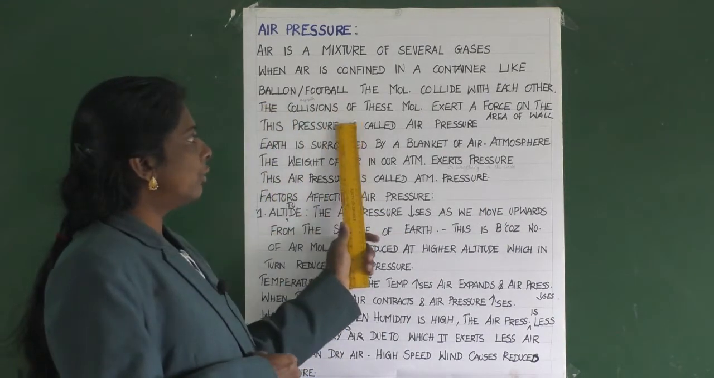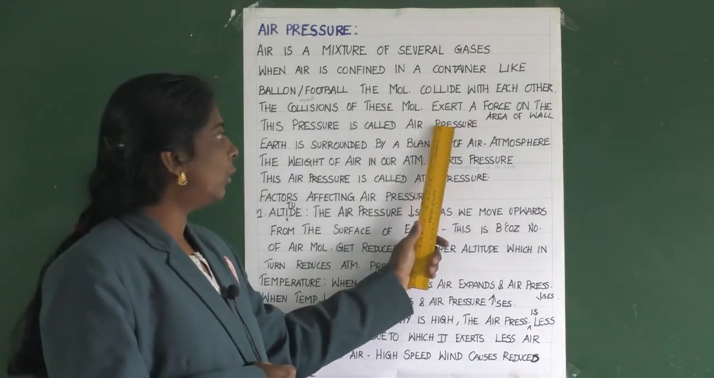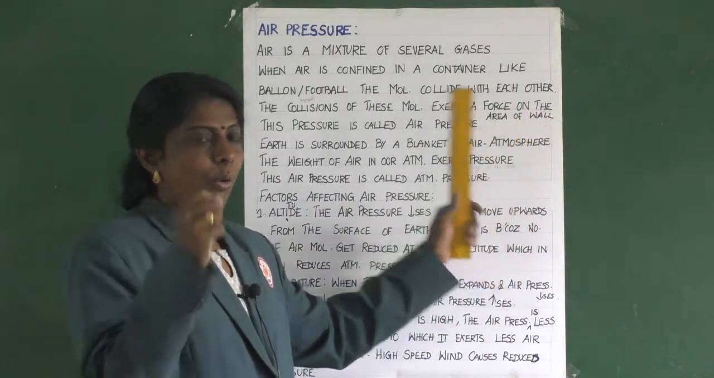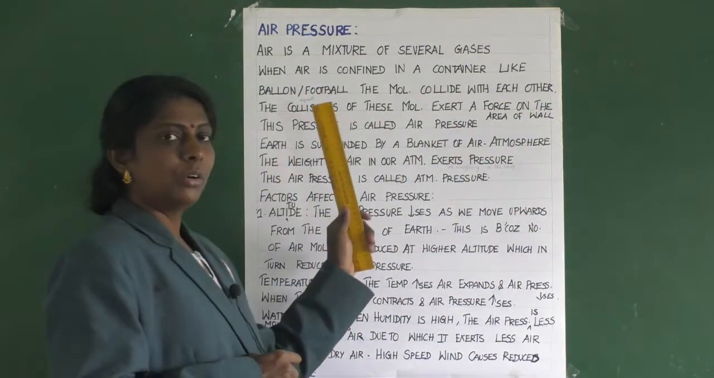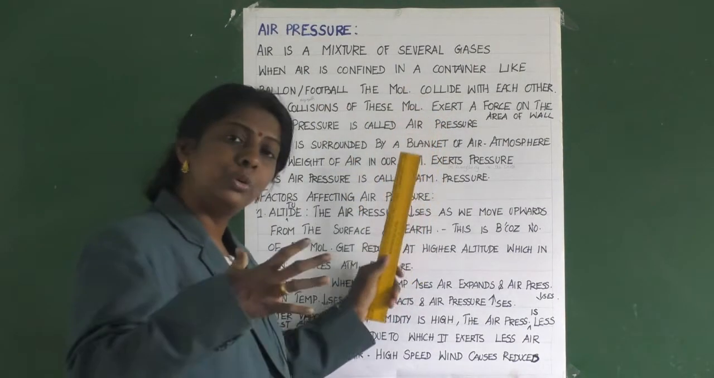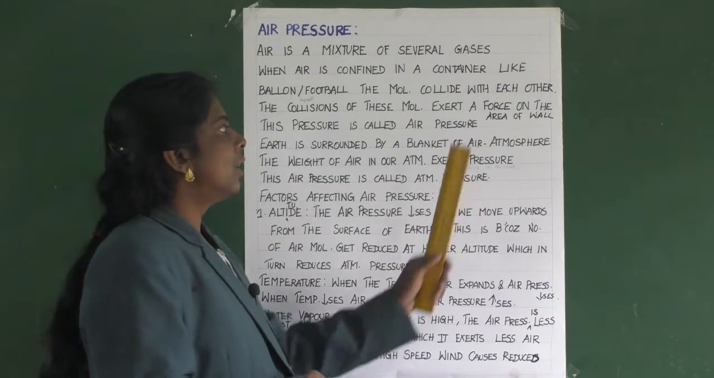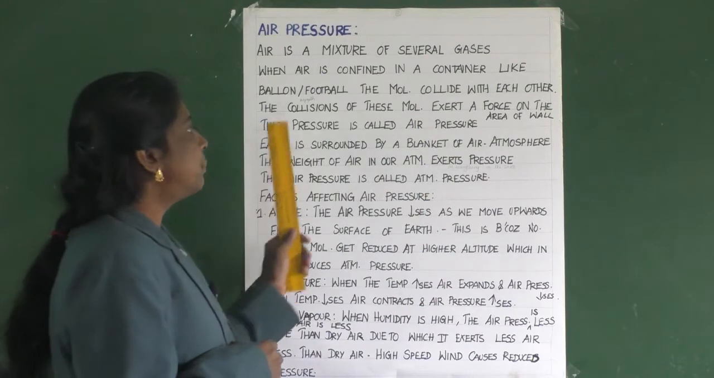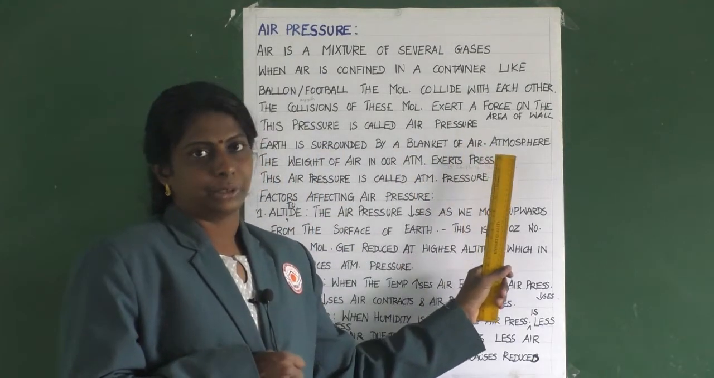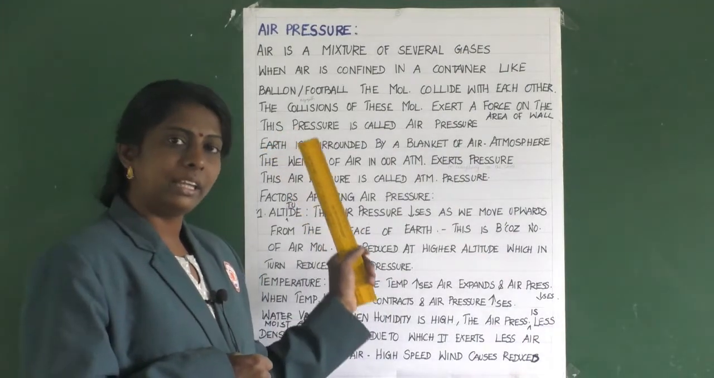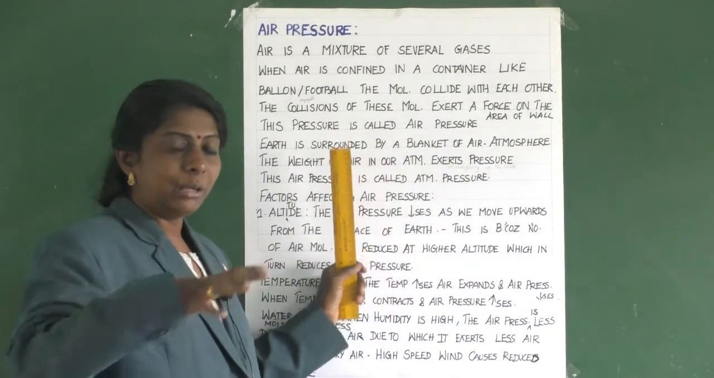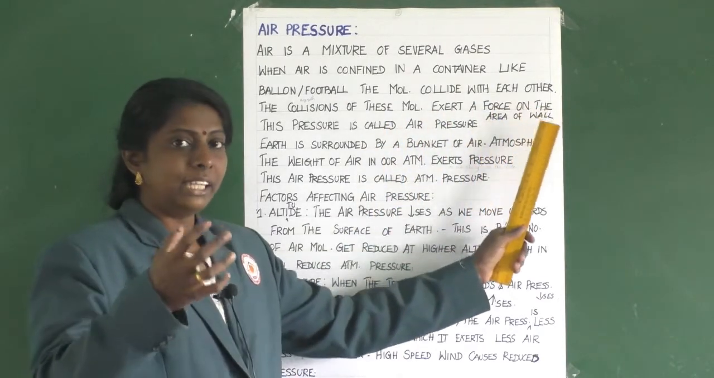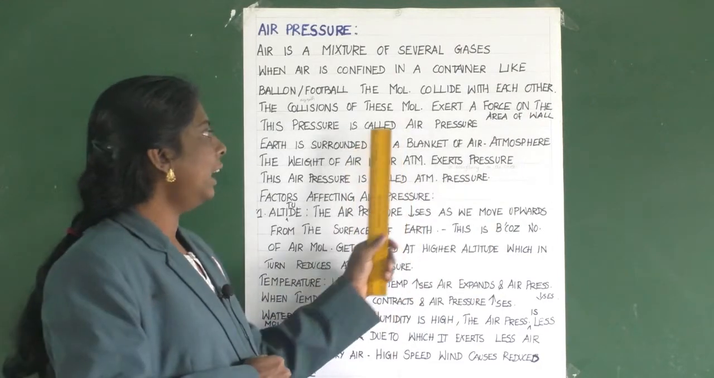The collision of these molecules exerts a force on the area of the wall. I repeat, the collision of these molecules exerts a force on the area of the wall. This pressure is called air pressure. So within the air molecules, a collision is taking place and it exerts a force on the wall, and that is said to be air pressure.